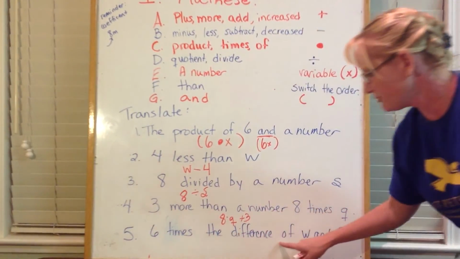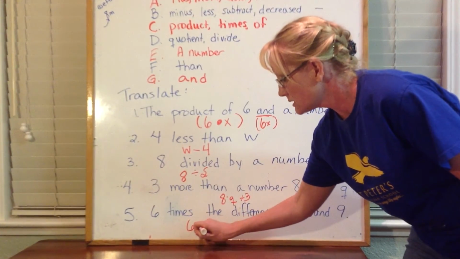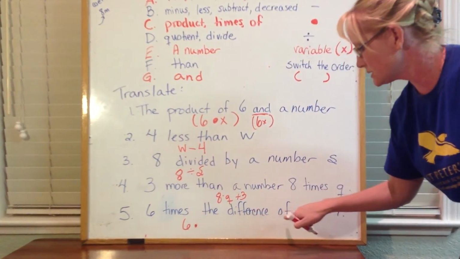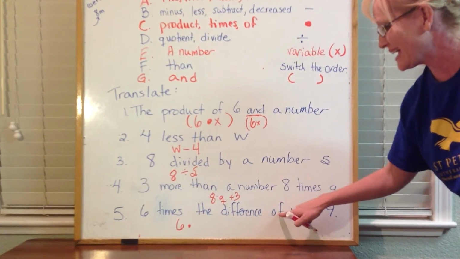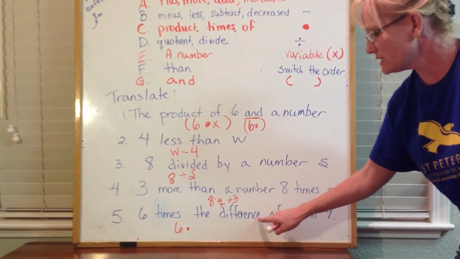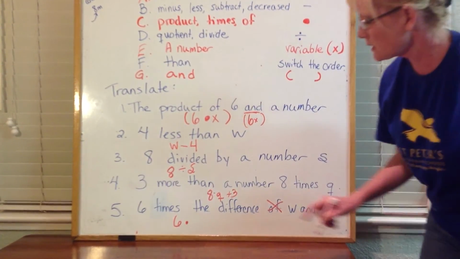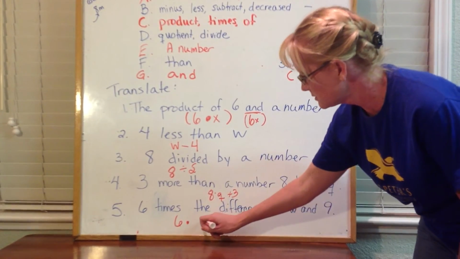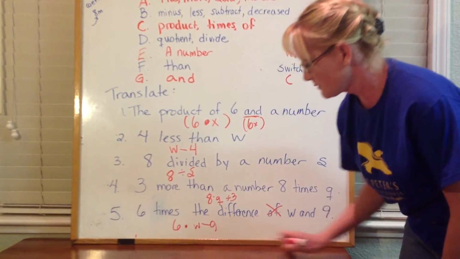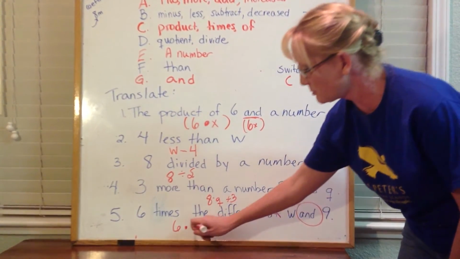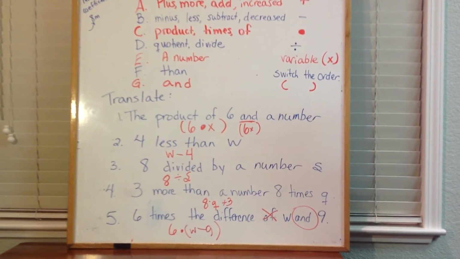Six times the difference of w and 9. Right here, it's confusing. This is a difference, which is subtracting, and which is multiplying. This right here, we're not going to use our multiplying because it says difference, and we're going to stick with that. So it's 6 times the difference of w and 9, and the word and tells us to put the parentheses around it. 6 times the difference of w and 9.